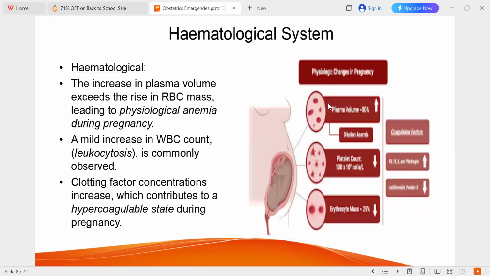Hematological: there's an increase in blood volume, which exceeds the rise in red blood cell mass, and this is why most pregnant women are physiologically anemic during pregnancy. There's mild leukocytosis.